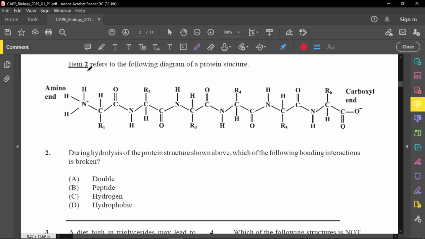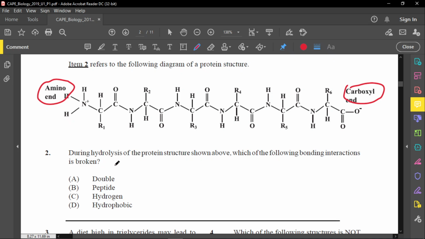And this reads that item 2 refers to the following diagram of a protein structure. Notice you see an amino end right here and a carboxyl end right here. And you notice the R groups are there, which are the side carbon chains. So now we can also think about the number of amino acids present, because the R groups are numbered. So this will be 1, 2, 3, 4, 5, 6 amino acids that actually make up this protein structure.